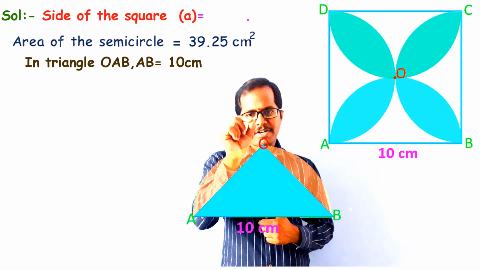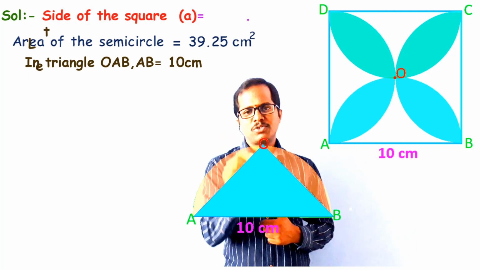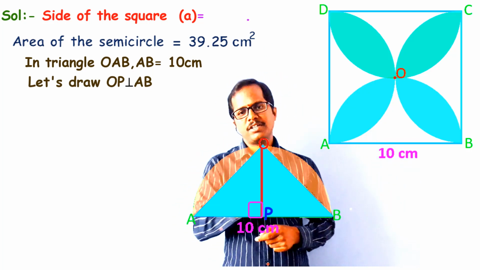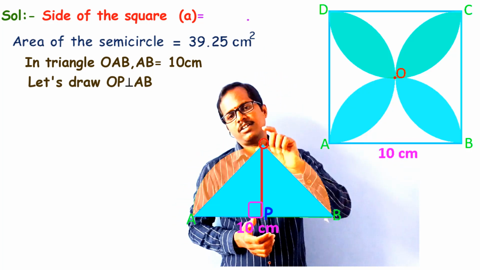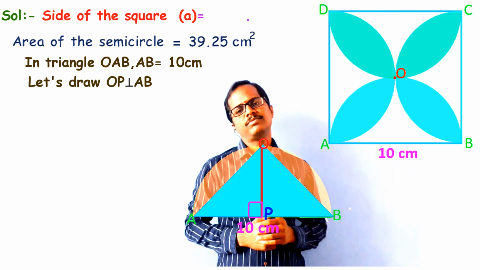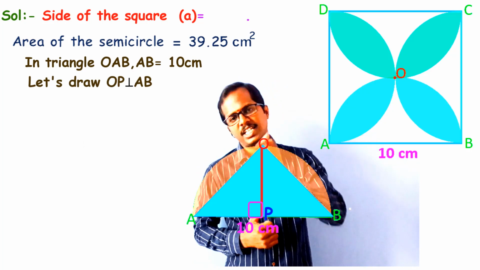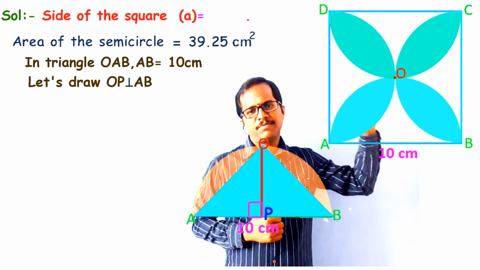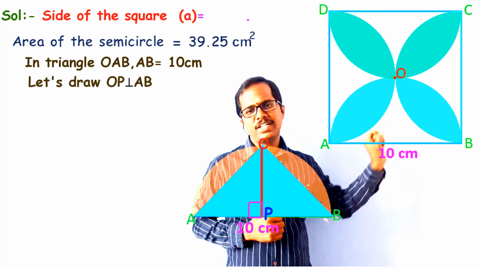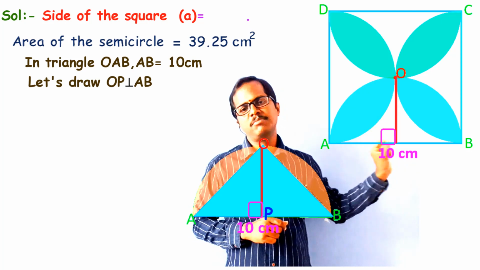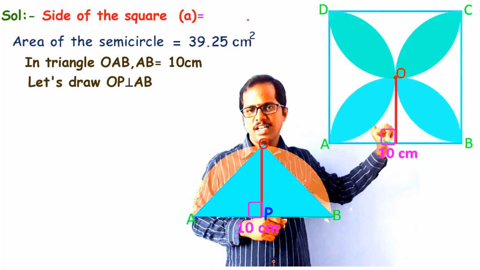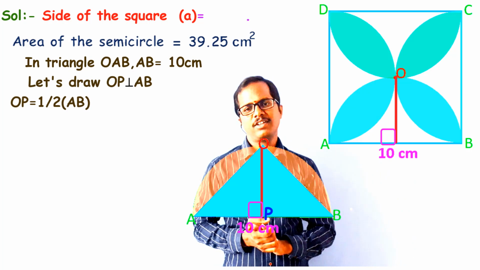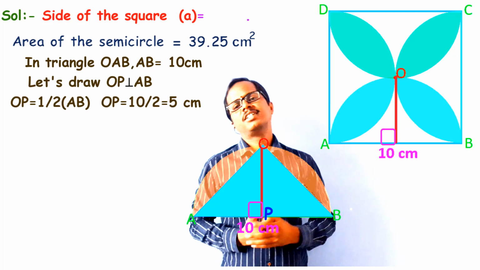Let us draw one perpendicular line from vertex O to the base AB. Let us take this as OP. OP is perpendicular to AB. Then can we say the length of OP? How much will it be? If we observe this given figure, O is the center point of the square, and the perpendicular line drawn from O to side AB must be half of the length of the side of the square. So the length of OP is 5 centimeters.